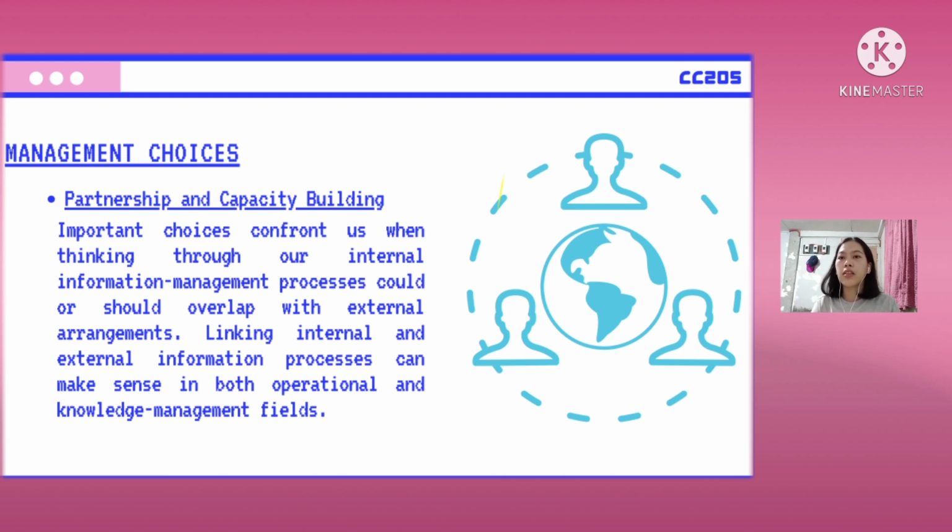Partnership and capacity building. Important choices confront us when thinking through how our internal information management processes could or should overlap with external arrangements. Thinking about internal and external information processes can make sense in both operational and knowledge management fields. You need to make sure that if you are suggesting that a beneficiary organization uses a certain piece of software to interact with your organization, you are not imposing some standard on them which will make it harder for them to interact with anyone else. Capacity building means increasing people's options, not reducing them.